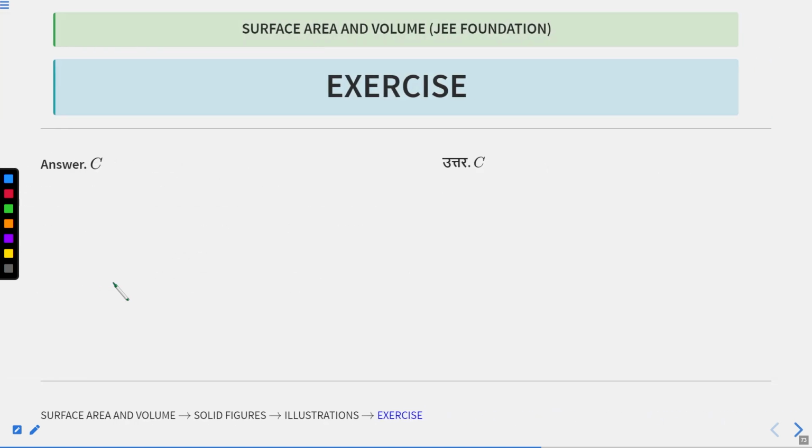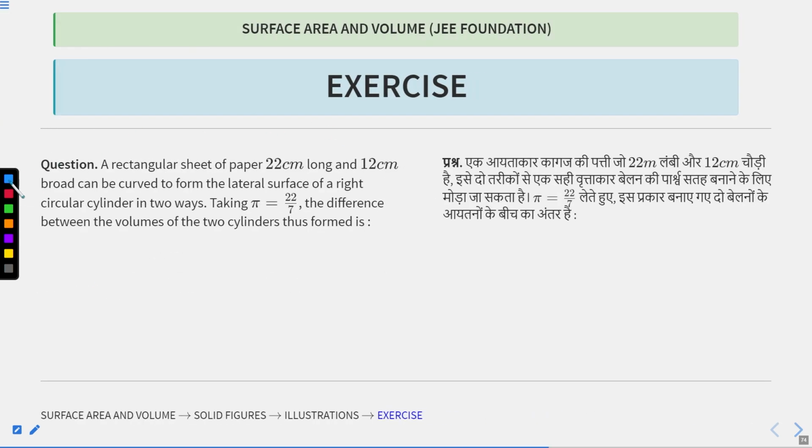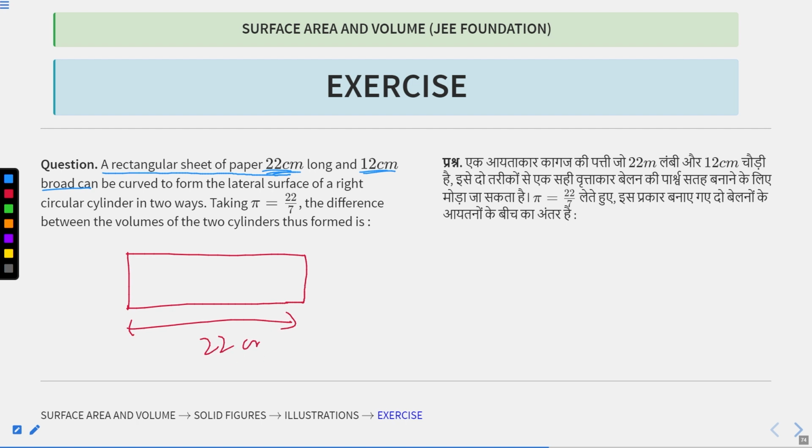Okay, let's move to the next. Now a rectangular sheet of paper is 22 centimeter long and 12 centimeter broad. If you see a rough diagram for this, my paper sheet is 22 centimeter long and 12 centimeter broad, and this is a rectangular shape. This shape can be curved to form the lateral surface of a right circular cylinder in two ways.